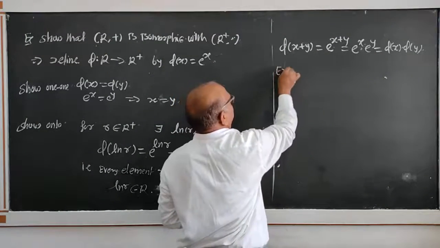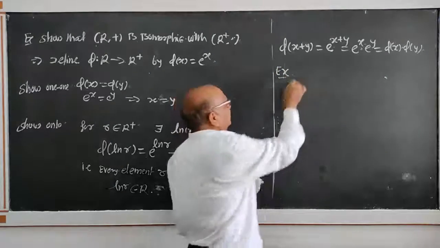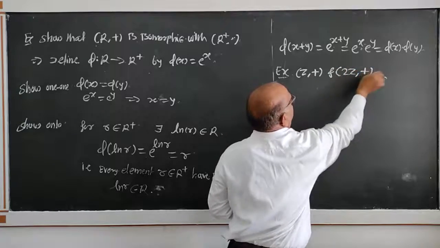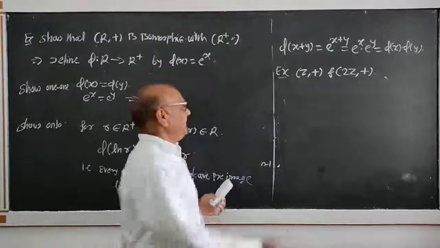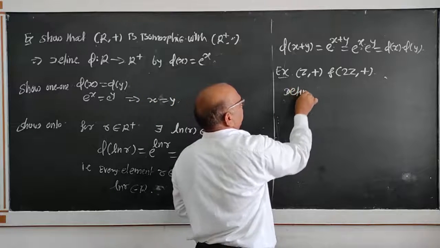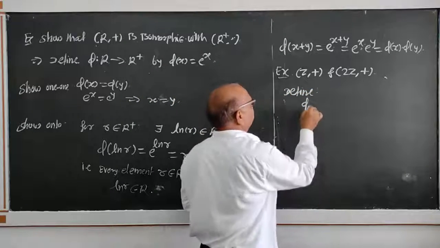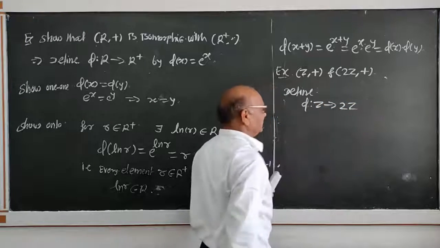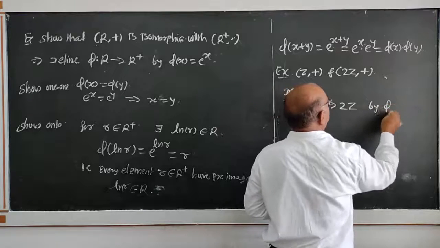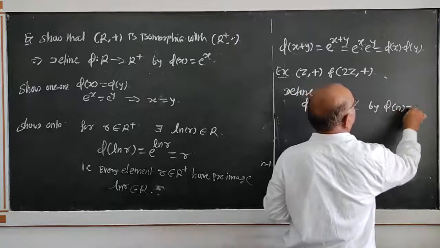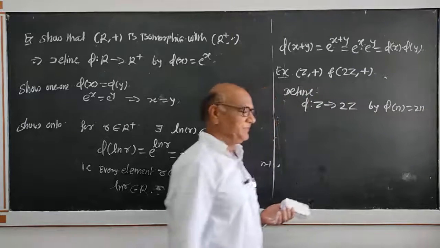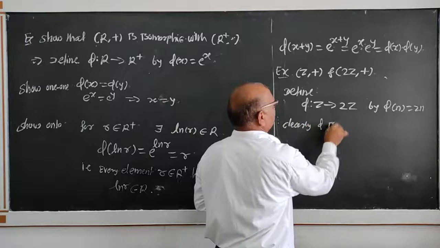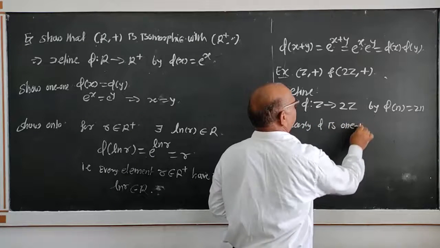Now second example: take Z and 2Z with addition. Define a mapping phi from Z to 2Z by phi of n is equal to 2n, like this. Clearly, phi is a 1-to-1 map.